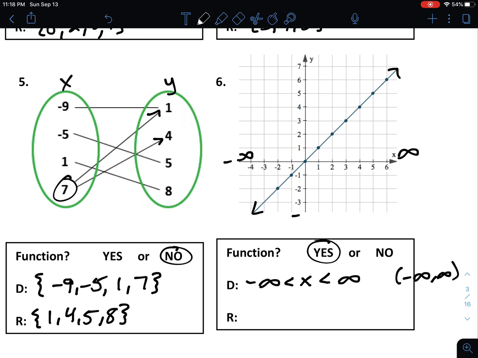For the range, very similar. We're going down forever to -infinity, up forever to +infinity. So -infinity less than y less than infinity. And in interval notation, the same as the domain.